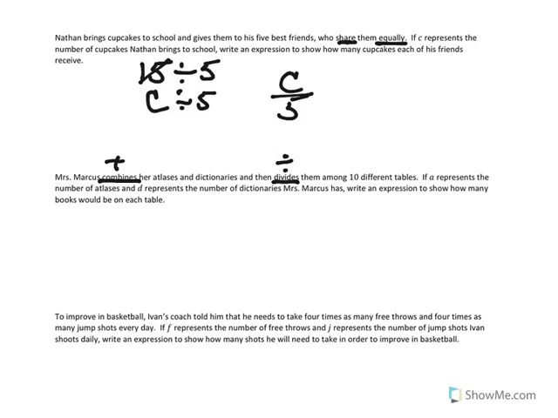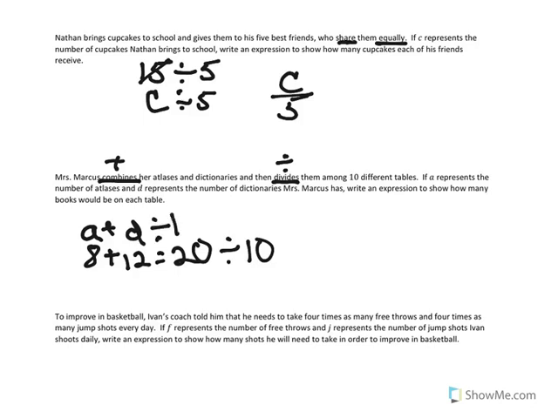All right, let's think about this. Okay, well, they said that A represents atlases and D represents dictionaries. Let's give them a number instead. Let's say we have 8 atlases and maybe 12 dictionaries. So if we combine those two, we'll be adding them. So then we would have 20, but then we have to divide them among 10 different tables. So we would do the A plus the D, and then we would have to divide them by 10. And our answer would be 2, but we're not going to worry about this part right now.